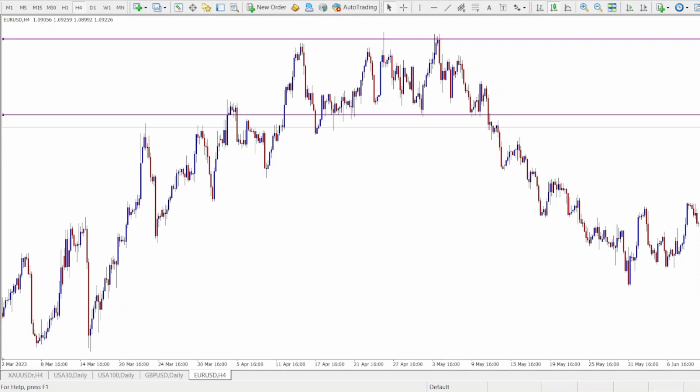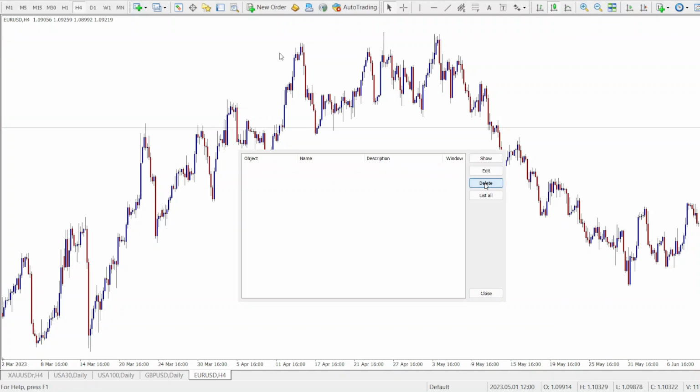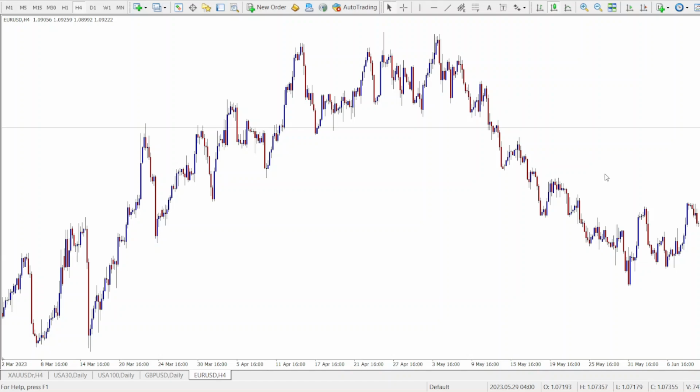Now we have been able to identify how to understand market structure. Going into price action, analyzing price action is the next thing we are going to look at. Price action refers to how the price moves on a chart without relying on indicators. It allows you to see key levels, candlestick patterns, and momentum shifts.